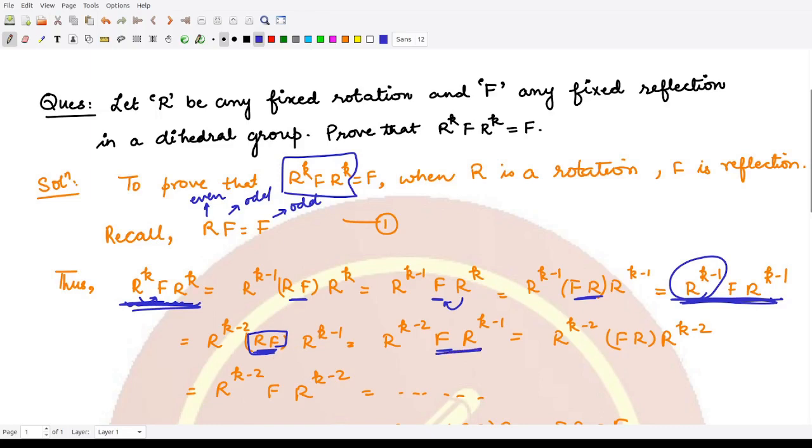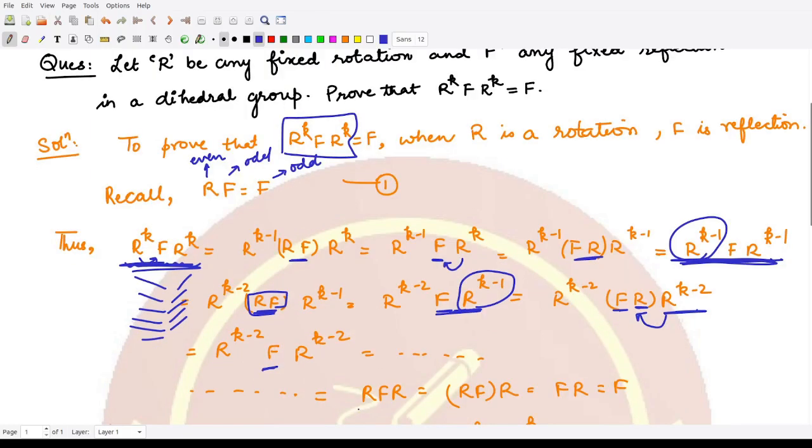Now again, we can extract one R from here, so that it would be R raised to power k minus 2, and one R is here. Again, reflection into rotation is reflection. So you see, in this manner, all the R's are absorbed by this F. Ultimately we'll be reaching a point where we would have just RFR. So what would be this RF? It would be just F, and what would be FR? It would just be F. So you see, finally we are reaching F. This is a natural way to see things, right?